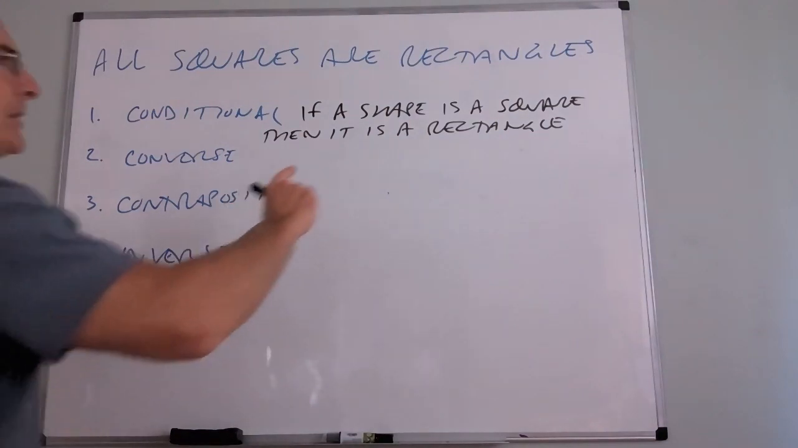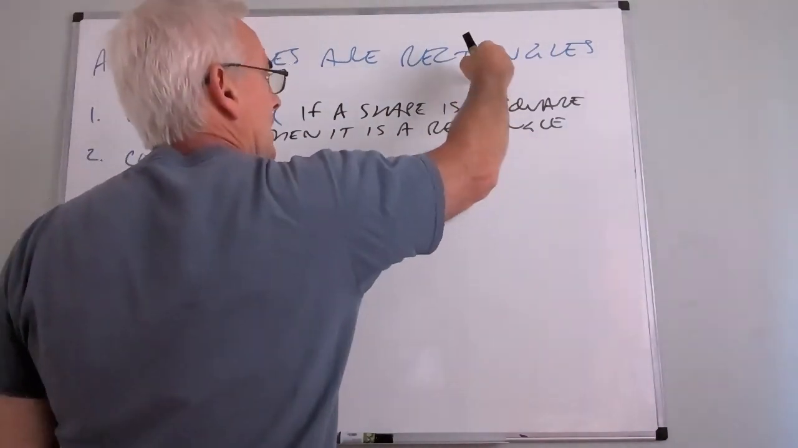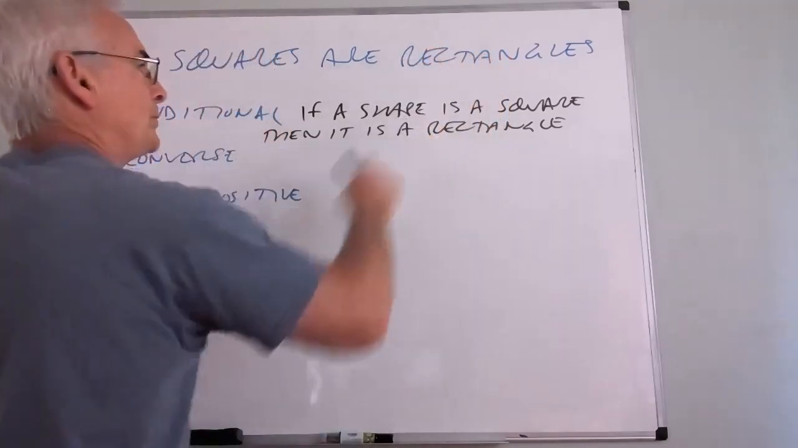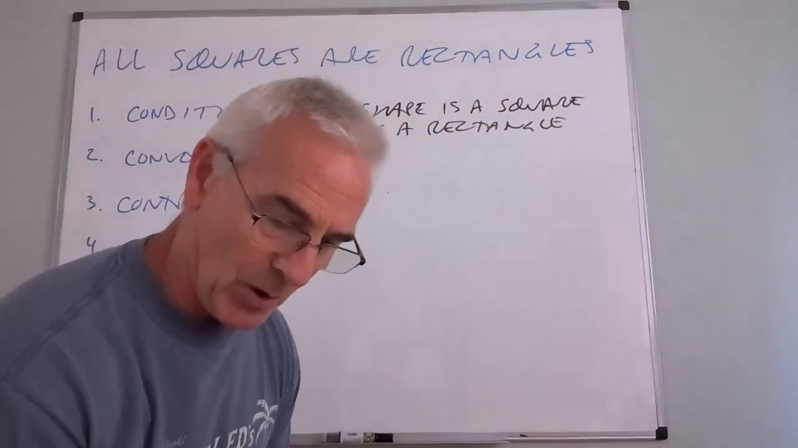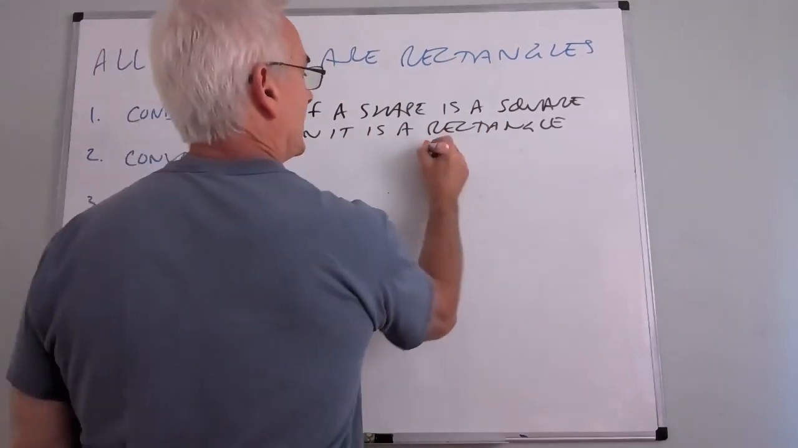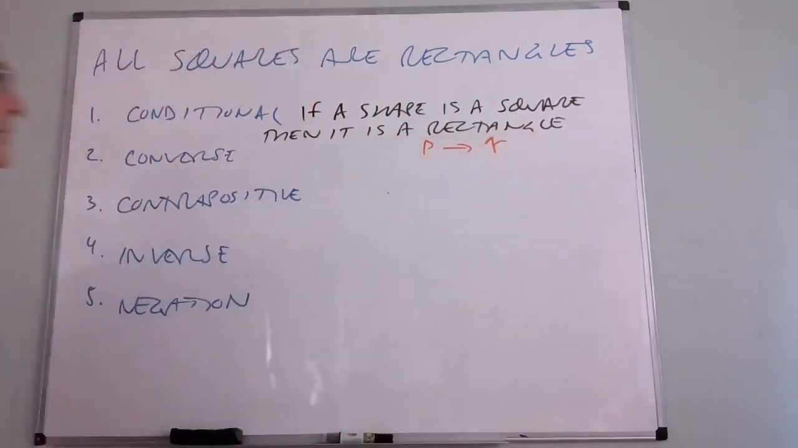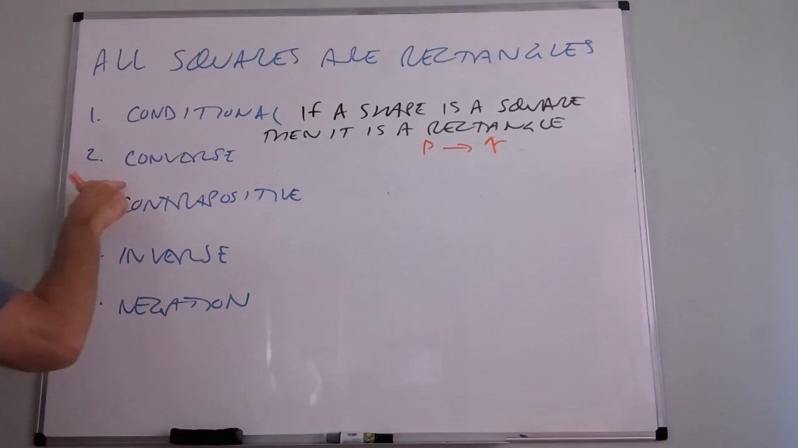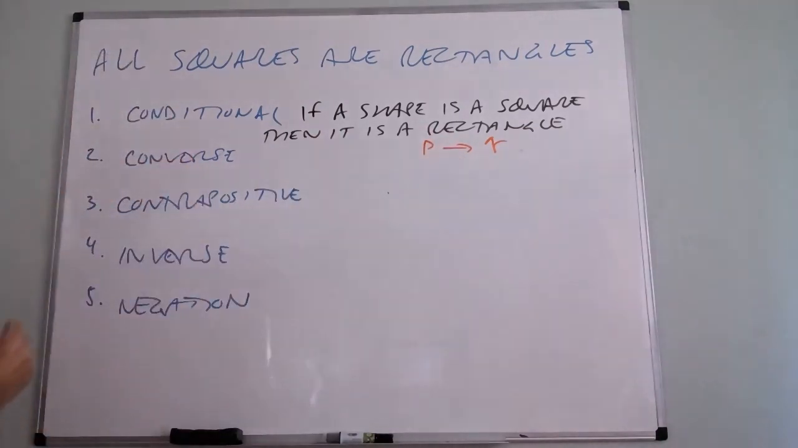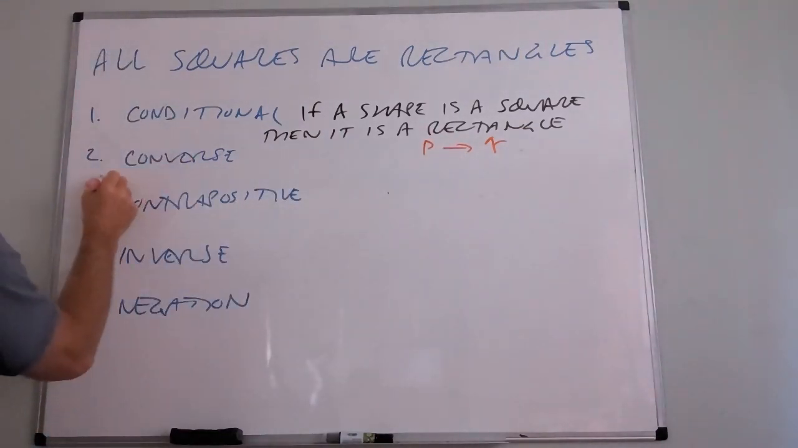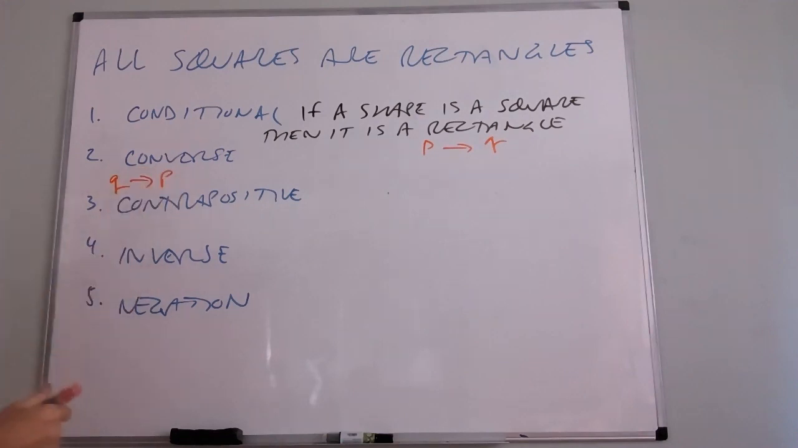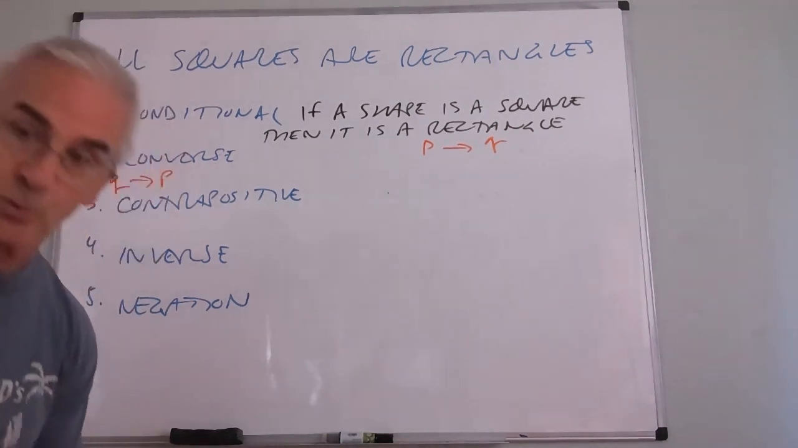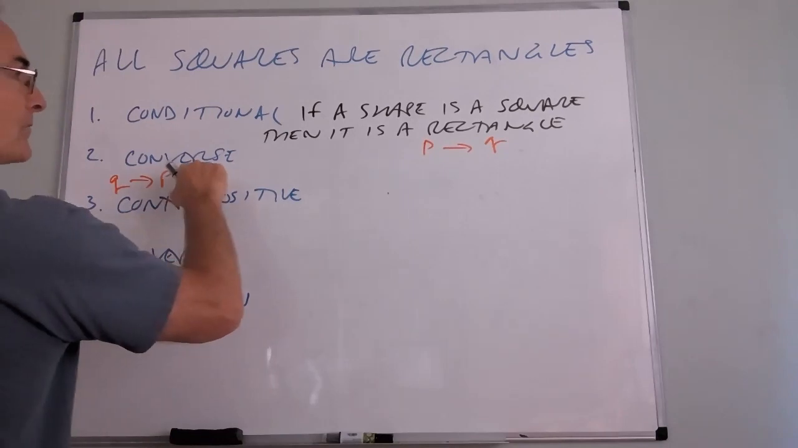So if you want, the P would be my shape is a square, and the Q would be my shape is a rectangle. So I just wrote P implies Q. So what is a converse? From this notation, what is the converse? Q implies P. And again, I said don't worry about the truth of the statement. I just want to make the statement. So what would the converse be?